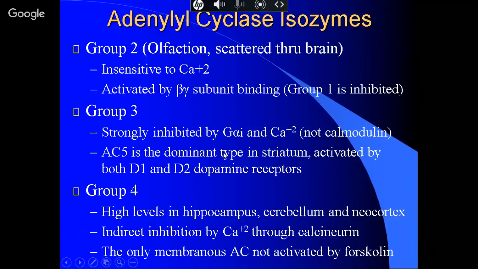Group 3 of the adenylate cyclases, you can read them. This is the type that you find in the striatum. This is what we'll be talking about here. And then group 4, as I already mentioned, have the same anatomic distribution as group 1, although that doesn't mean at the subcellular level they're going to be the same. They may not. Okay, and these are inhibited by calcineurin, not calmodulin, but calcineurin.